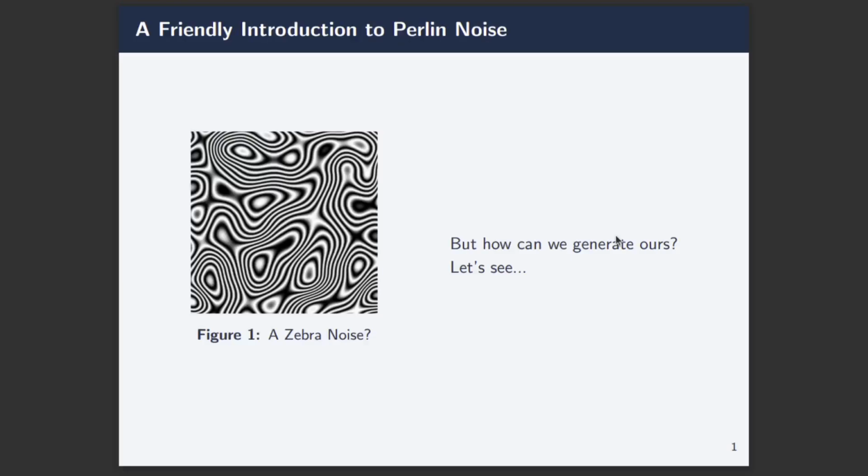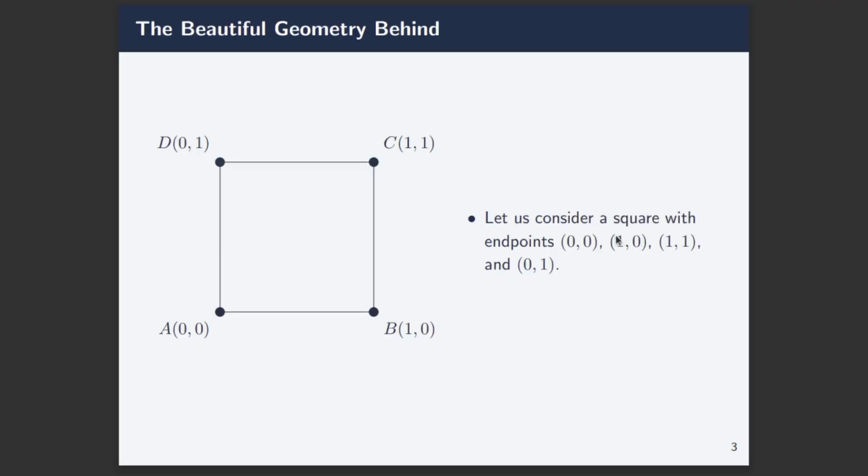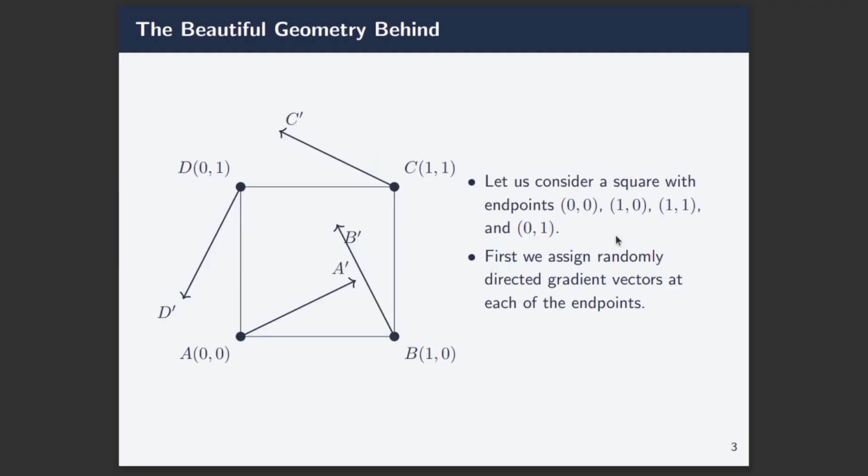Now let's dive deeper into how we can generate our own Perlin noise. So what we have is a 1 times 1 square, and what we want is a colorful noise like the one shown on the right. So we have a square, and the first crucial step for us is to have a randomly generated gradient vector at each of the endpoints A, B, C, and D.